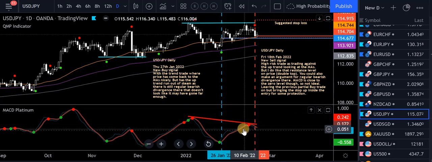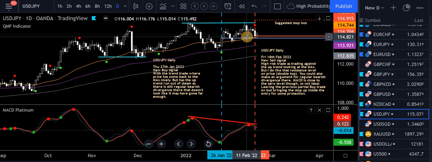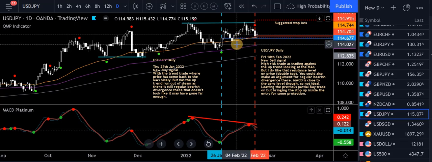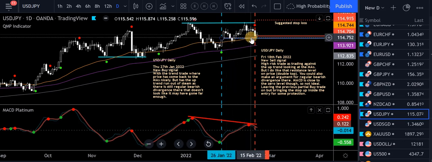a big number. The MACD platinum through the zero level. Close half, drag your stop up. Now I've dragged the stop up right inside the entry. It's probably a bit tight. I probably should have put it below this fractal here, this low here. I should have probably put it there.